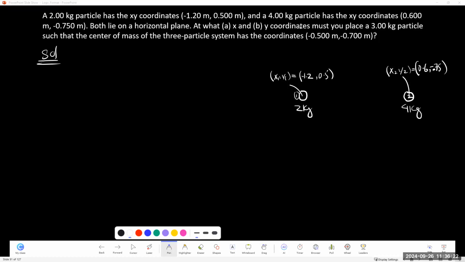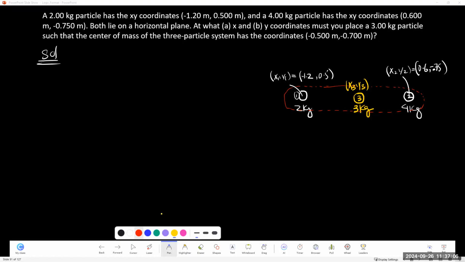Now they're asking at what place you're going to take this yellow mass, which I'm going to call number 3, and the mass is given as 3 kilogram. So where are you going to put this? I don't have the x and y coordinate, so let me just call it x3 and y3. I don't know them yet.